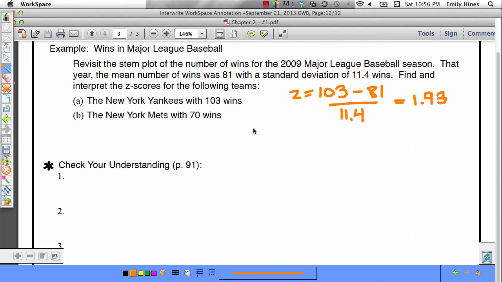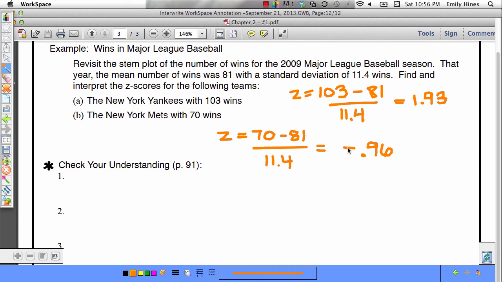Okay, and then I look at the New York Mets, who had 70 wins that year, and I say 70 minus 81, and I can already tell that my z-score should be negative because I'm underneath the mean. If it does not come out to be negative, then I know that some math has gone wrong somewhere. So I get negative 0.96, which means they were 0.96 standard deviations below the mean. Okay, so those are z-scores.